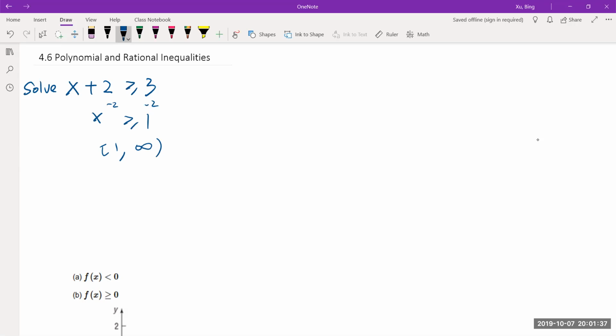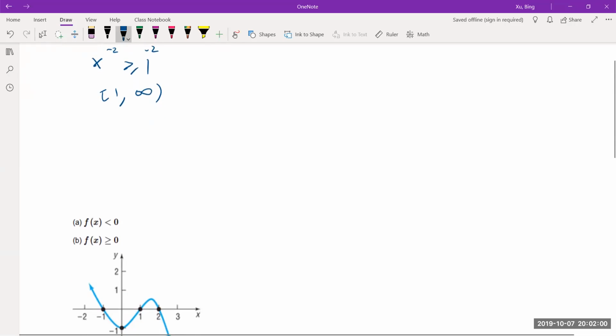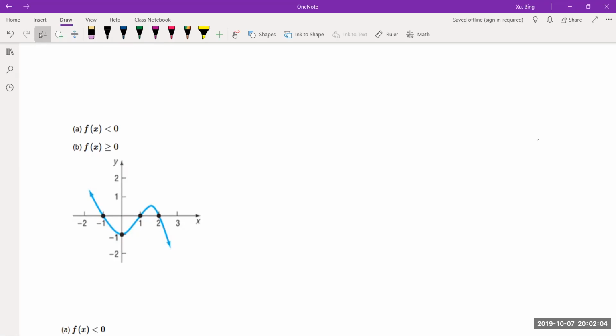So similar for solving a polynomial inequality or solving a rational inequality. We will talk about 2 methods today. One method is solving it by using a graph, and the other method is to solve it just by pure calculation by algebra. If we want to solve it by using a graph, let's look at this example. You can see the graph, right? Can you guys see the graph?